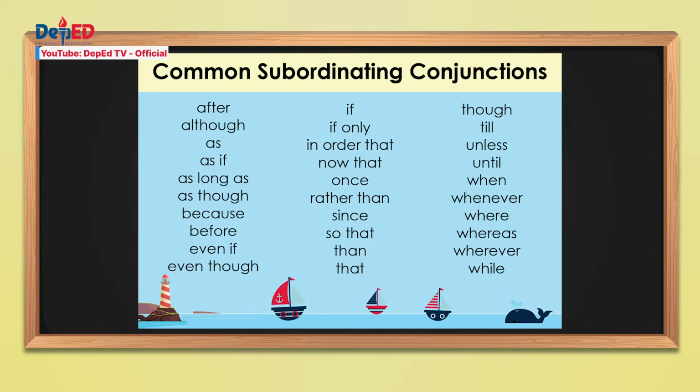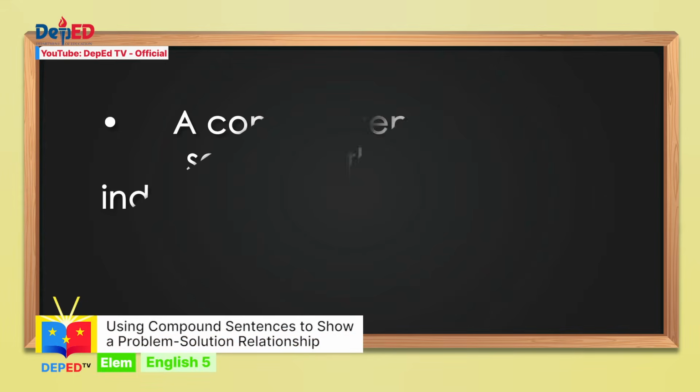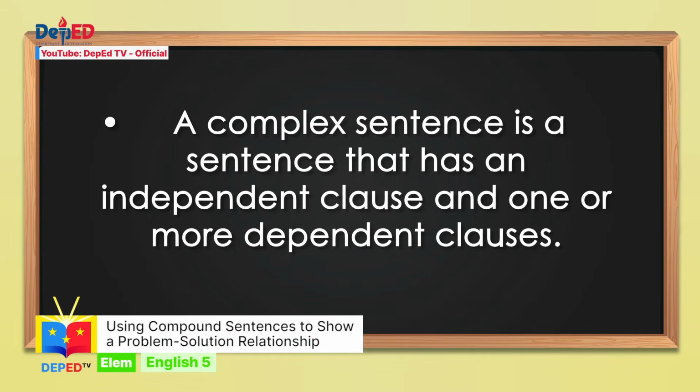Some of the common subordinating conjunctions are although, as long as, before, because, since, till, until, when, and whenever. A complex sentence is a sentence that has an independent clause and one or more dependent clauses.